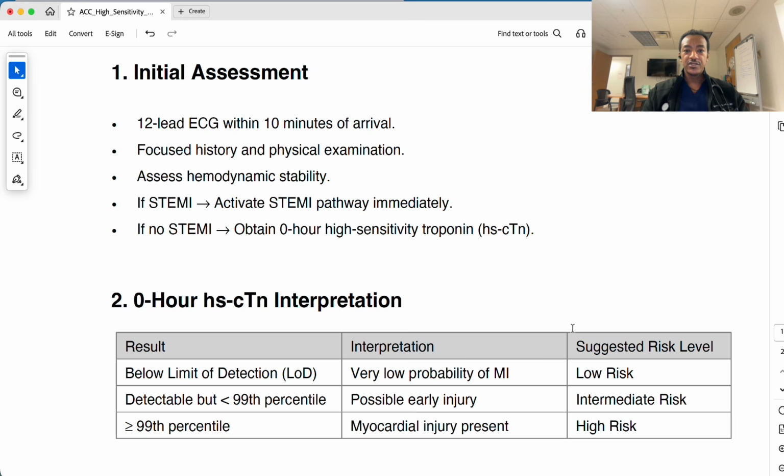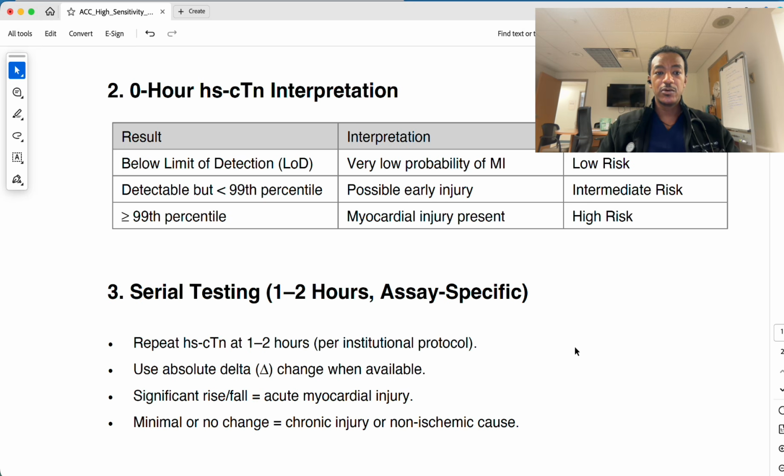So if there is no ST elevation myocardial infarction on the EKG, but you are still suspecting the possibility of acute coronary syndrome because you don't have any other obvious reasons for the chest pain, then you need to get your high sensitivity troponin. So this is the 0-hour high sensitivity troponin interpretation.